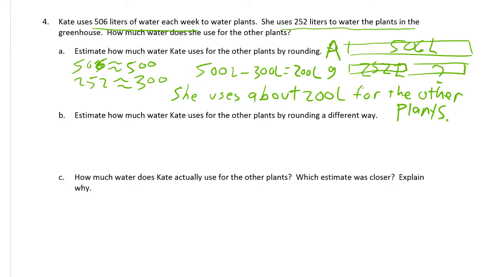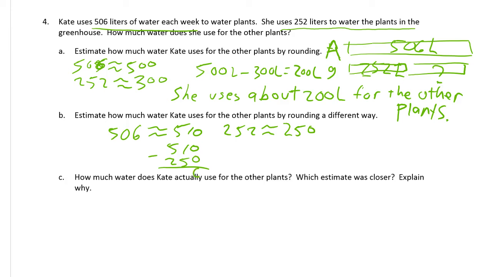And we're going to estimate how much water Kate uses for the other plants by rounding in a different way. So now we're rounding by tens. So that's 506. That's going to be in between 500 and 510. And since it's 6, it's more than 505, which would be right in the middle. It's closer to 510. And the 252 is going to be in between 250 and 260 for the nearest 10. It's closer to 250. So we're looking at 510 minus 250. And you might be able to do this in your head, thinking that 250 is half of 500. So you're going to have 250 and then the other 10. It's going to come to 260.